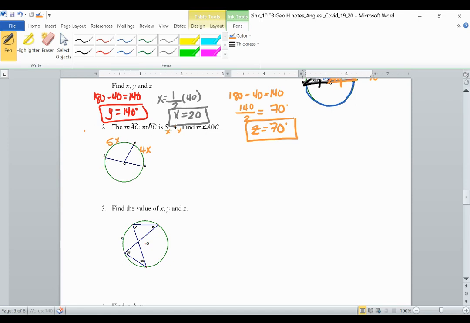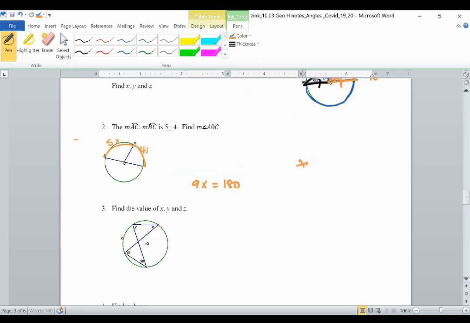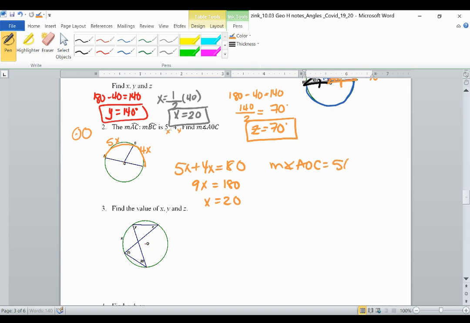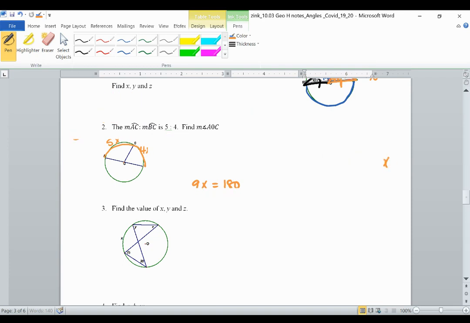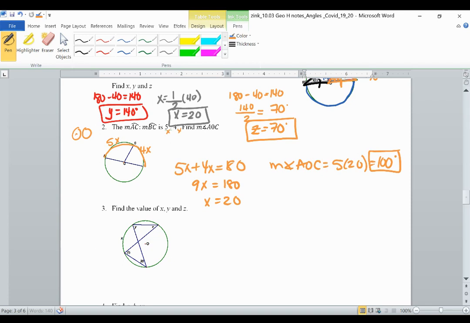So again, something I needed to give you here was this is circle O. So the center is O, which means segment AOB is a diameter. So from here to here is 180 degrees. So 5x plus 4x equals 180. And then you just solve for x. 9x equals 180, so x equals 20. And then substitute in, so the measure of angle AOC is equal to 5 times 20, or 100 degrees.